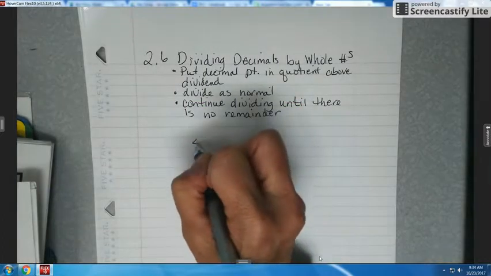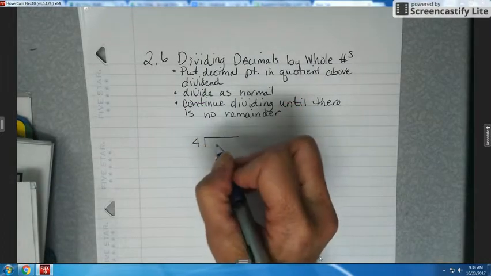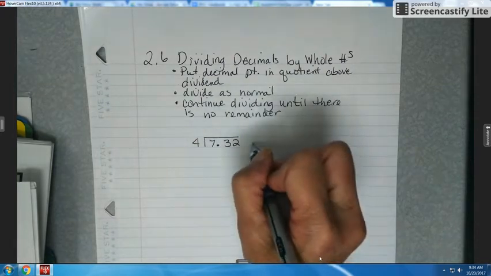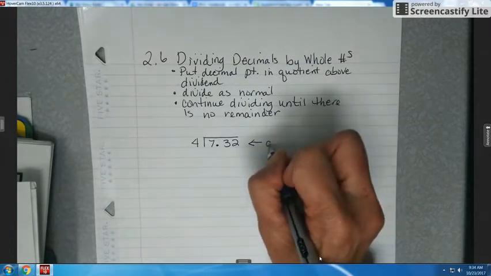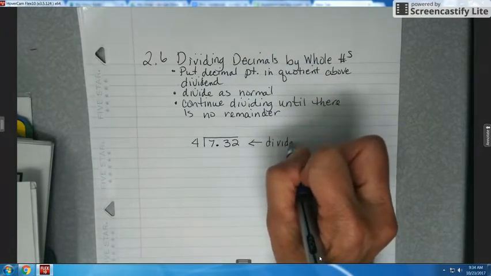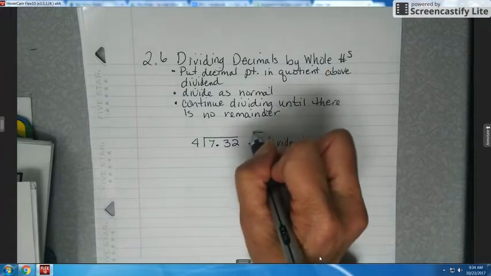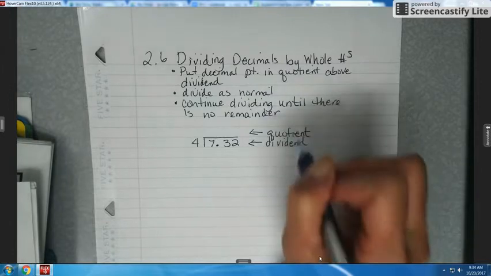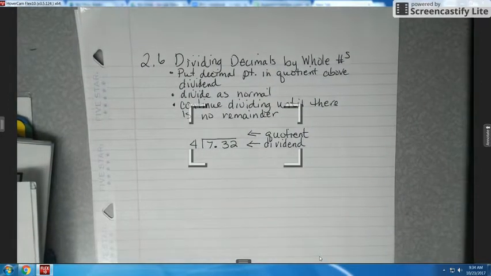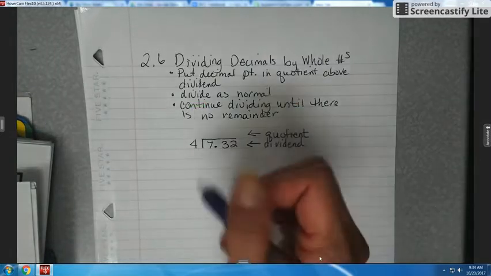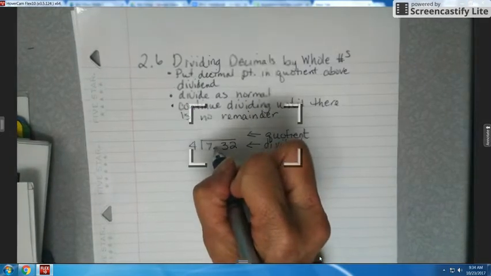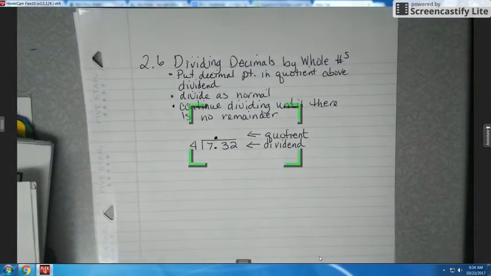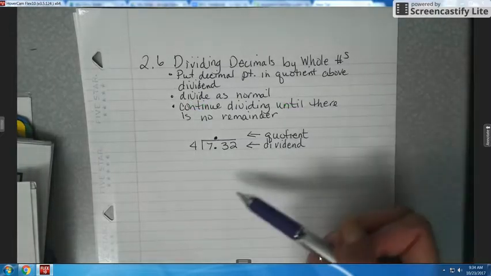If we look at 4 divided into 7 and 32 hundredths, this is our dividend. And our quotient is going to be our answer. It's not there yet, but it's going to be right up there on the top line. So we're going to take our decimal point before we even start and just move it directly up into the quotient so that we don't forget it later. And then we just divide as normal.